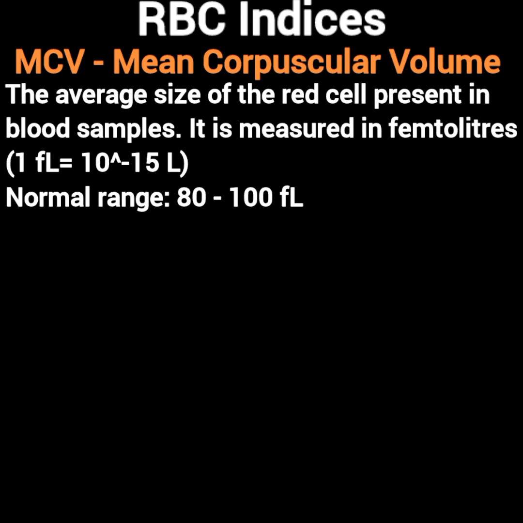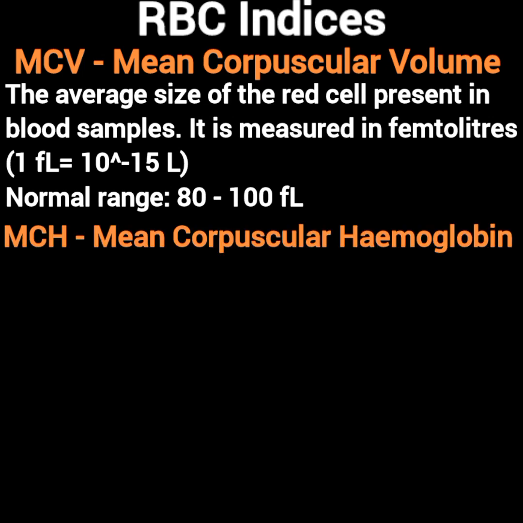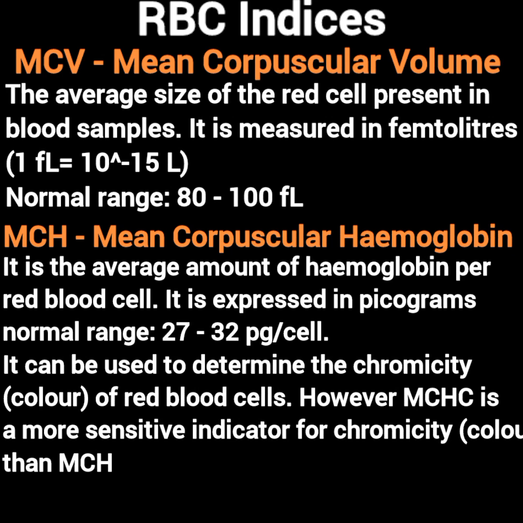For the MCH, the mean corpuscular hemoglobin, it is the average amount of hemoglobin per red blood cell. It is expressed in picograms per cell, and the normal range is 27 to 32 picograms per cell. It can be used to determine the chromicity or the color of the red blood cells. However, MCHC is a more sensitive indicator for chromicity than MCH.